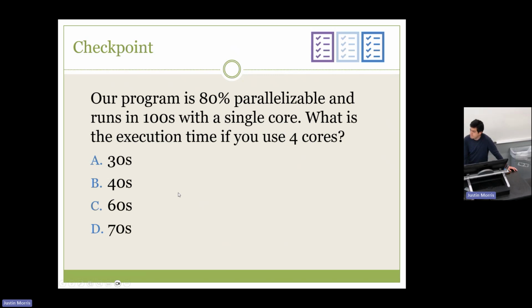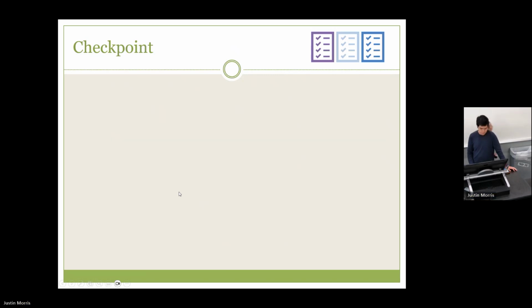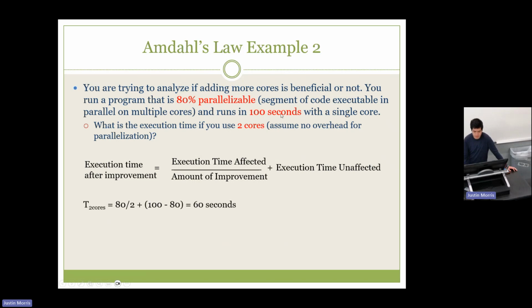What does it mean when it's 100 minus 80? Because we have 100 total, we're not explicitly told that, we just know that 80% of it is parallelizable. So 80 seconds is parallelizable, and then the leftover is 100 minus 80.